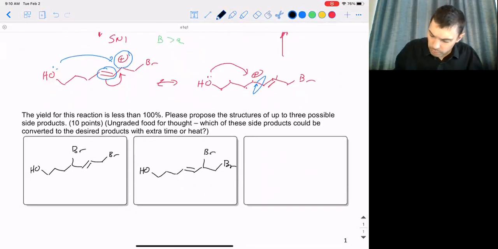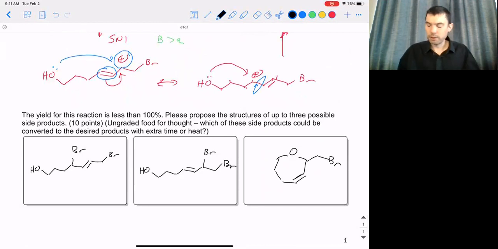And so another possible byproduct here might be, instead of having a 5-membered ring, we could have a 7-membered ring and then have the double bond be in the ring. So I guess that would be okay too, by having the alcohol attack the other carbocation resonance structure.